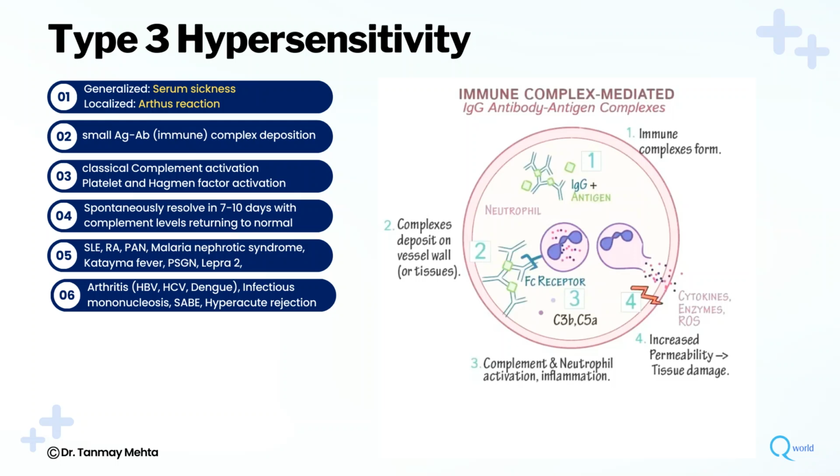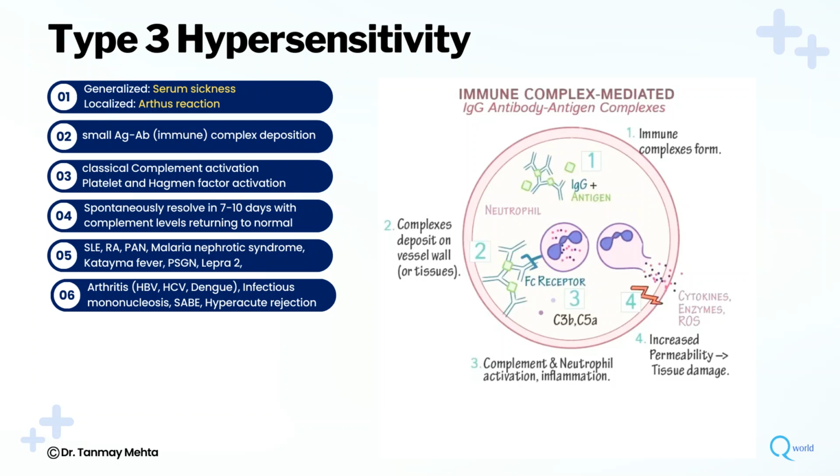Mycobacterium leprae causes lepra reaction type 2. You can check out our videos on leprosy for that. Then viral diseases like hepatitis B, C, or Epstein-Barr virus infection causing infectious mononucleosis. Arthritis, especially in dengue infection or hepatitis B or C, is a classical example of type 3 hypersensitivity. Hyperacute graft rejection, subacute bacterial endocarditis, serum sickness. These are very common examples of type 3 hypersensitivity.